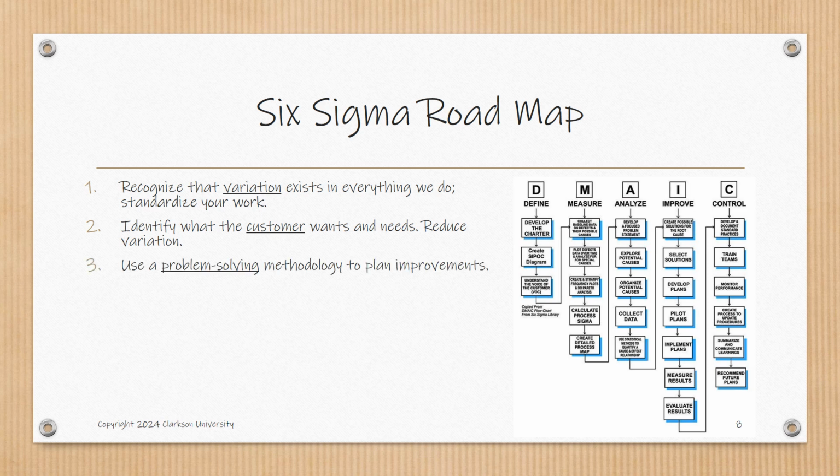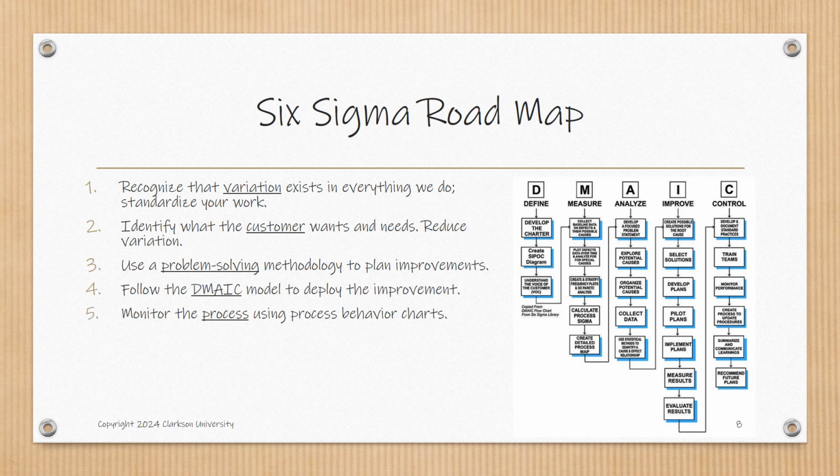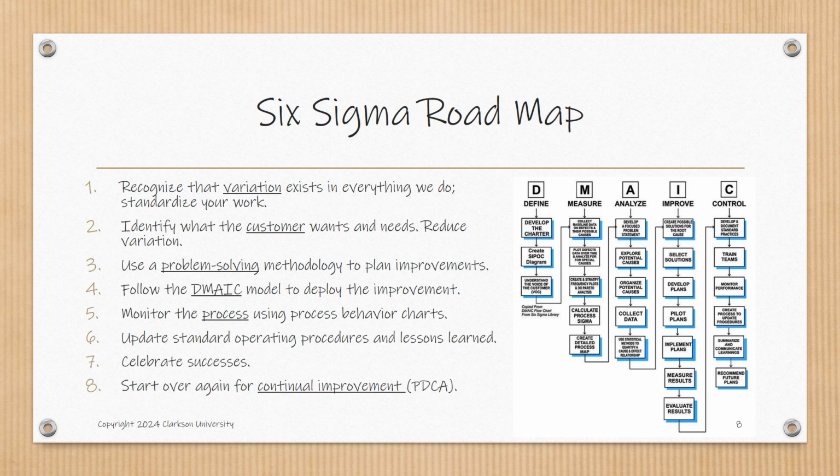We use a problem-solving methodology to plan improvements, follow the DMAIC model to deploy the improvement, monitor the process using process behavior charts, update standard operating procedures and identify lessons learned. Then it's time to celebrate successes and then start over again for continual improvement.